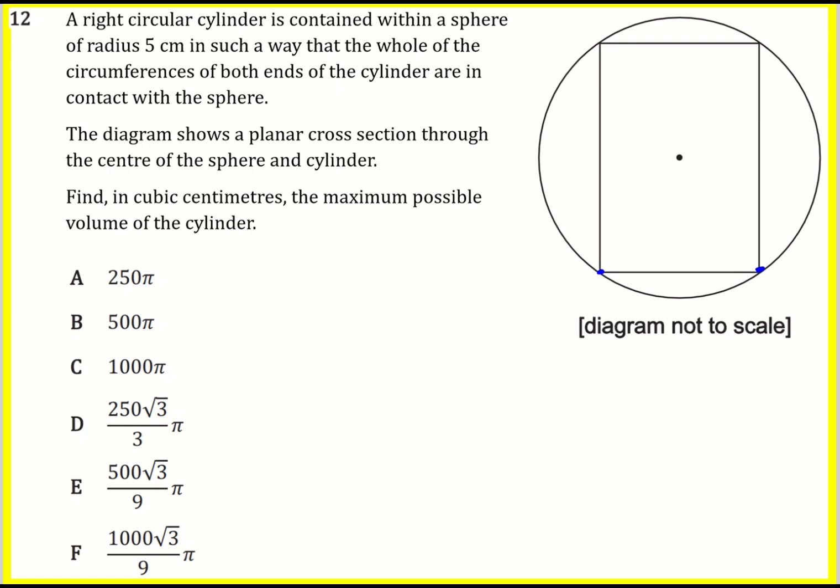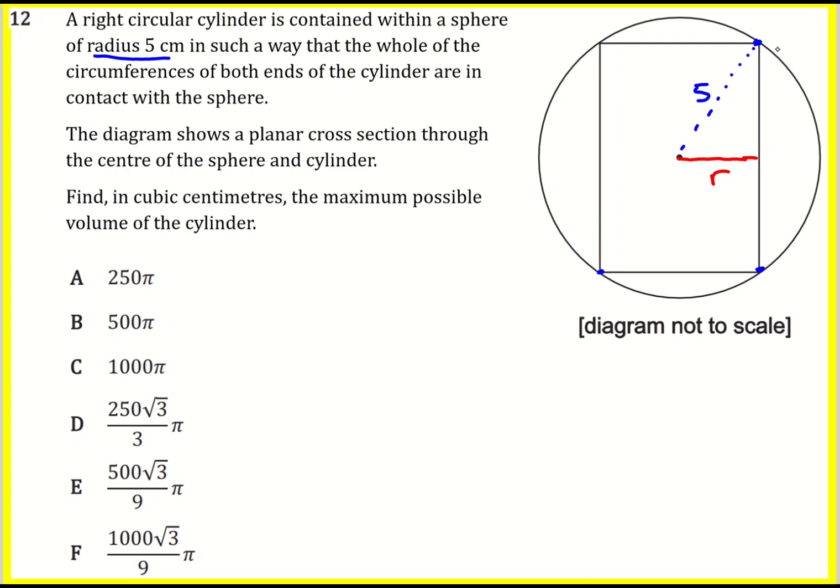The diagram shows a planar cross-section through the center of the sphere and the cylinder. Find the maximum possible volume. So what we've got to do here is get that radius involved. I can start from the center and draw a line that goes to that very corner where they meet. I know that's 5. And then the radius of my cylinder I can call r.